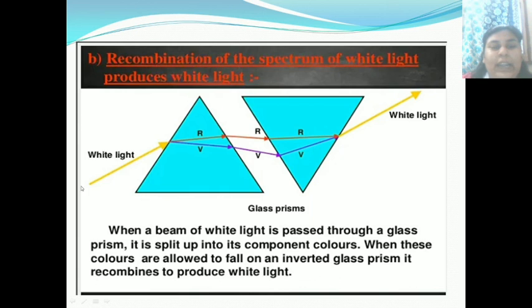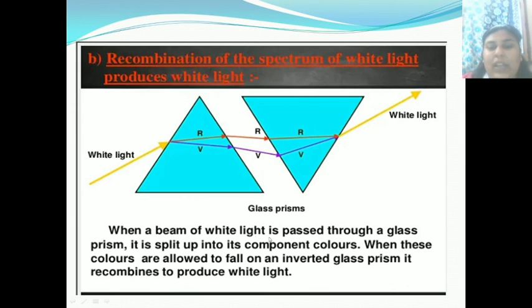So when the white light enters at this point and is incident on this prism, dispersion takes place, and refraction has taken place. After refraction, these lights fall on this second prism and work as the incident light for the second prism. Dispersion takes place, and after refraction we get the white light. This is called the recombination of the white light into white light.